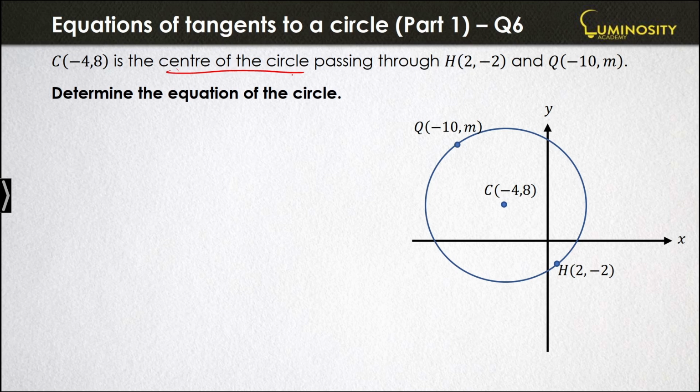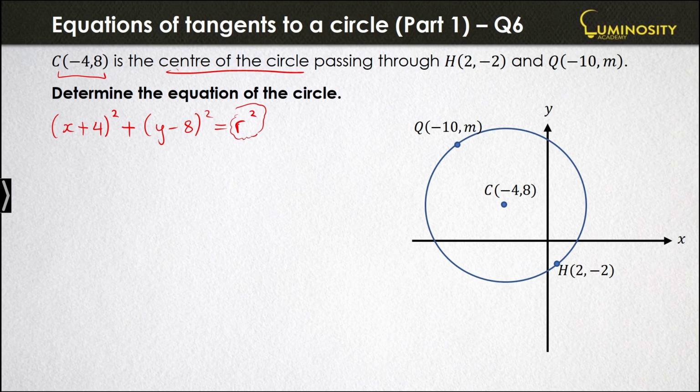Okay, so first of all, we know that the center is C(-4, 8). So it's going to be (x + 4) all squared, plus the opposite sign of 8, (y - 8) all squared. That's going to equal r squared. So right now we just need the value of r squared, and then we are done. So how can I find that?